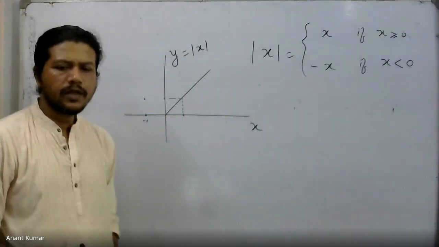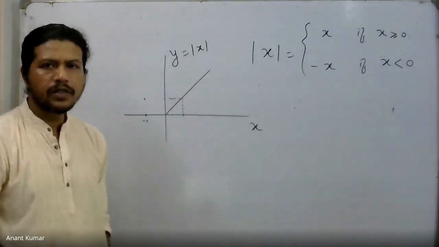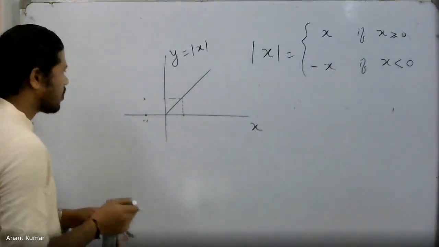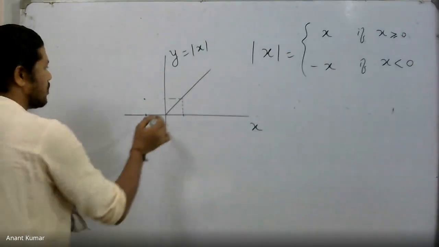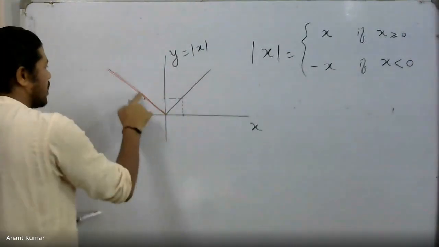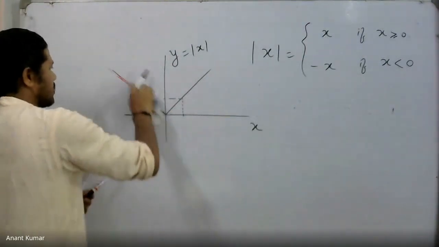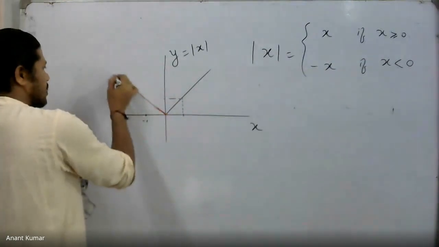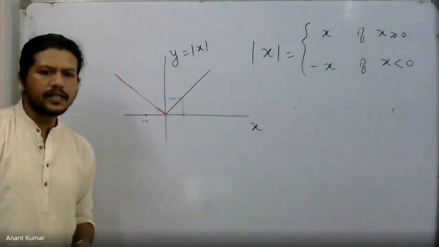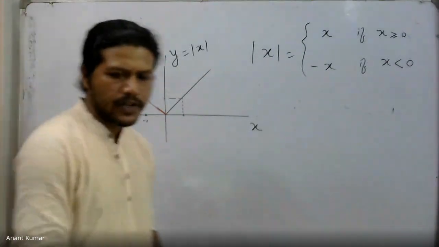For x positive, the equation is the same thing as y equal to x. For x negative, the equation is the same thing as y equal to minus x, because x is negative. So y equal to minus x is a straight line, which in fact has a negative slope like this. As a result, the mod function is a combination of both these lines. It will be downward slanting on the left side and upward slanting on the right side. That becomes the graph of a mod function. Yes, it will be a V-shaped graph.